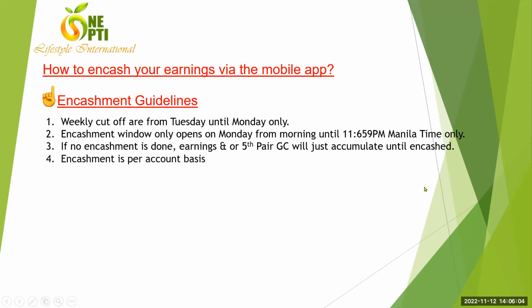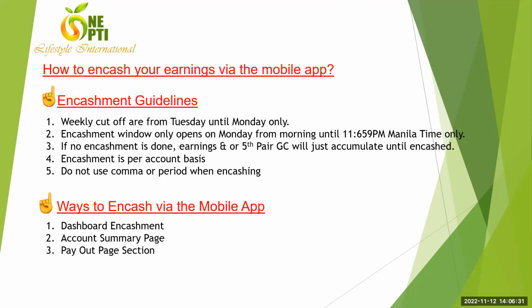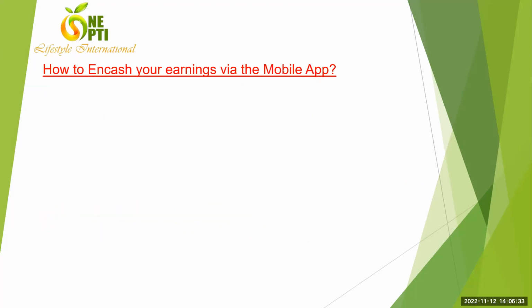So encashment is per account basis. If you have 7 accounts and you have earnings on those 7 accounts, you have to encash them one by one until those 7 account encashments have been completed. Do not use comma or period when encashing. And there are three ways to encash via the mobile app. The first one is our dashboard encashment. Second is the account summary page. And the third one is the payout page section. So let's discuss all of this.